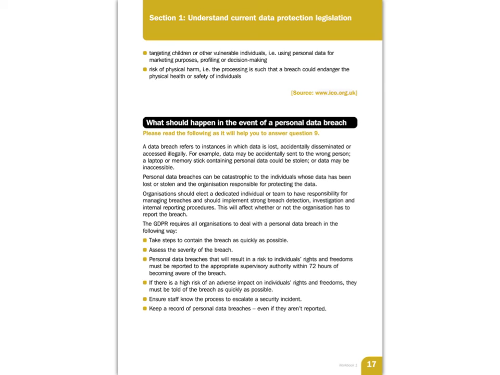So, organisations have to deal with a personal data breach in the following way. You must take steps to contain the breach as quickly as possible and assess the severity of the breach. Personal data breaches resulting in a risk to individuals' rights and freedoms must be reported to the supervisory authority, the ICO, within 72 hours. If there's a high risk of adverse impacts on individuals' rights and freedoms, they must be told of the breach as quickly as possible. Ensure staff know the process to escalate, and keep a record of any personal data breaches, even if they aren't reported.